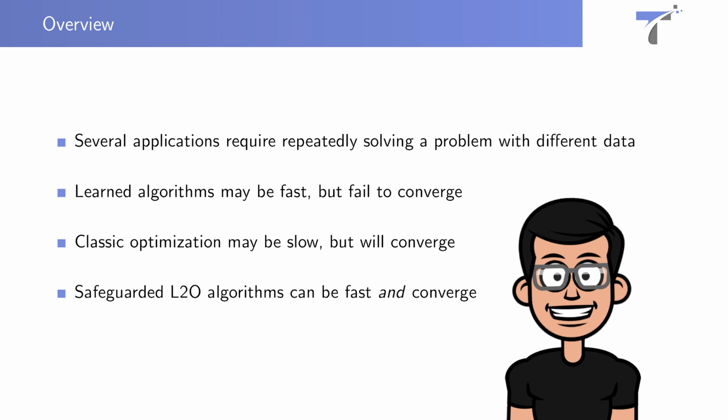Several applications require repeatedly solving the same problem with different data. Learned algorithms, which are data-driven, may be fast but fail to converge. Classic hand-built optimization algorithms may be slow but will converge when their explicit conditions are satisfied. Safeguard L2O algorithms take the best of both worlds, can be fast and converge.